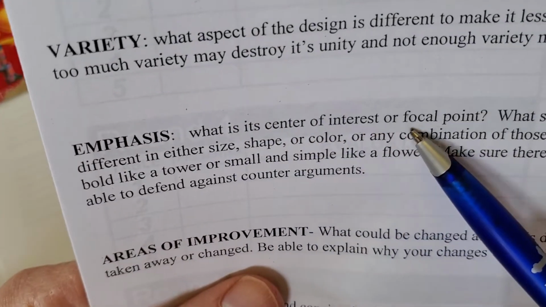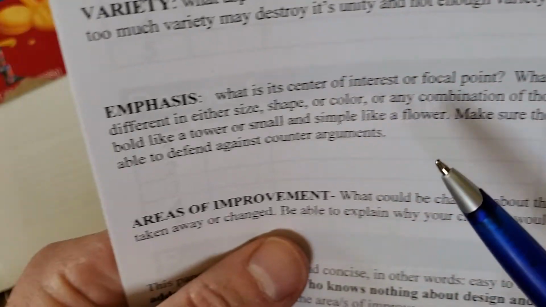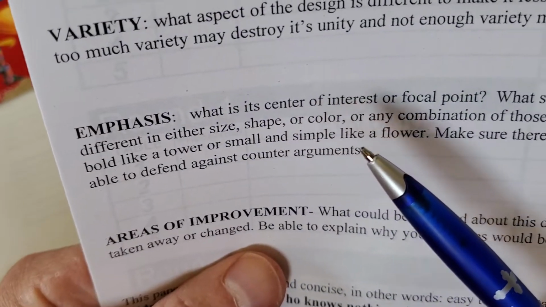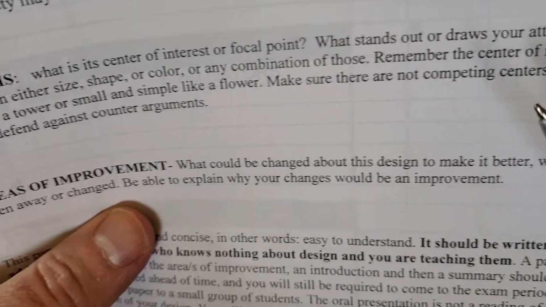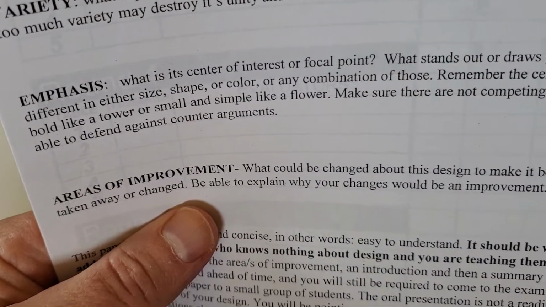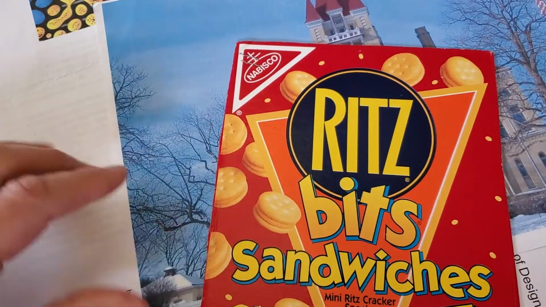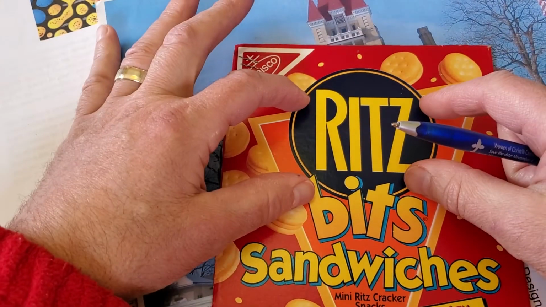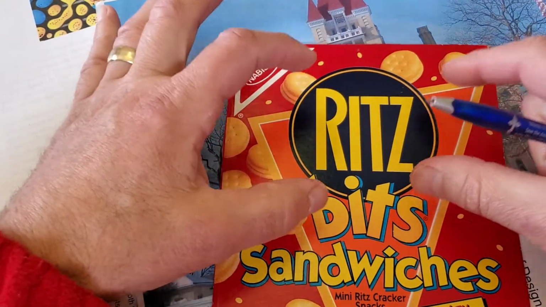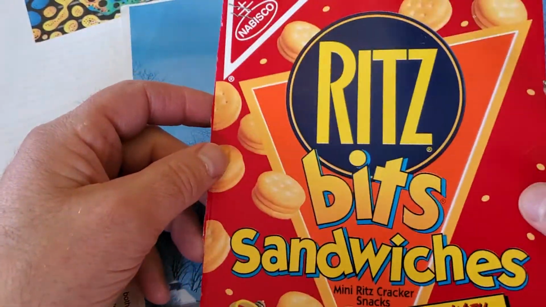What is the center of interest or focal point? What stands out or draws your attention because it is different in either size, shape, or color, or any combination of those? Remember, the center of interest can be small like a flower or large like a tower, okay? So for example, this center of interest in the Ritz box, to me, it's pretty easy to pick out. It's the large navy blue circle. First of all, it's bigger than everything else. It's the only navy blue, and it's a perfectly large, huge circle. Very obvious center of interest, okay?